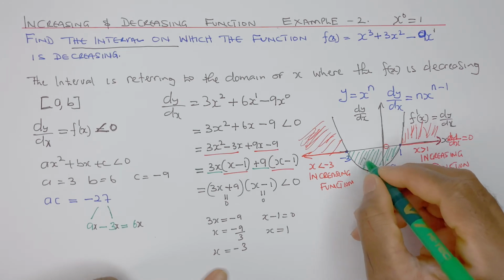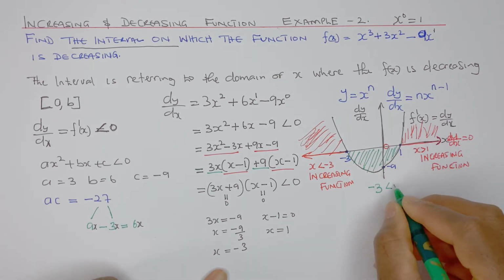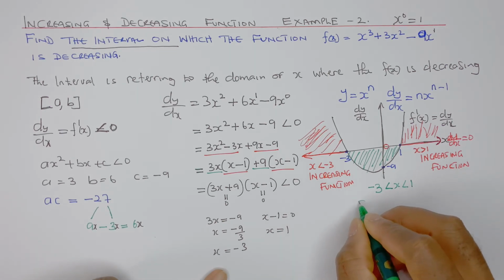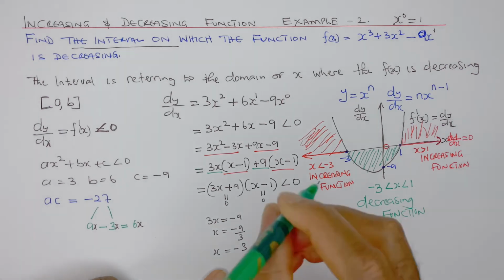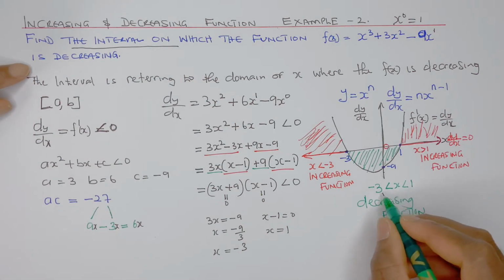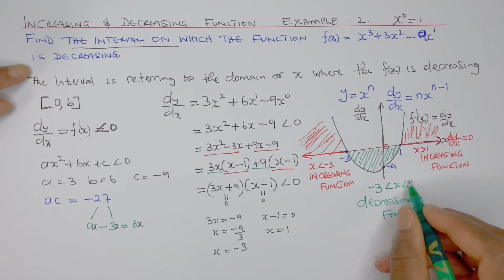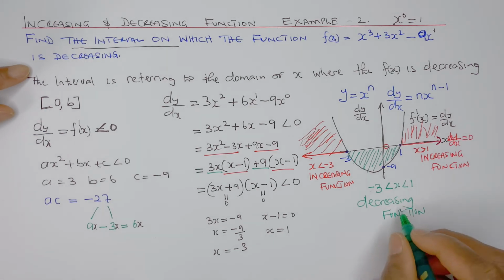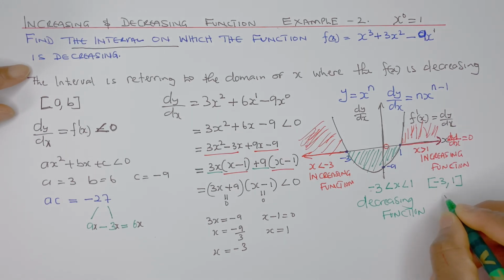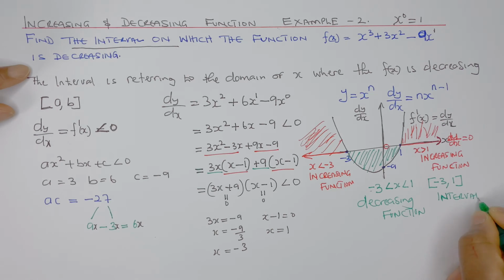The green part here, where minus 3 is less than x is less than 1, is the decreasing function. But the question is asking us to write the interval. So the function is decreasing when minus 3 is less than x is less than 1. The interval for that will be square bracket minus 3, comma 1. So this is the interval value.